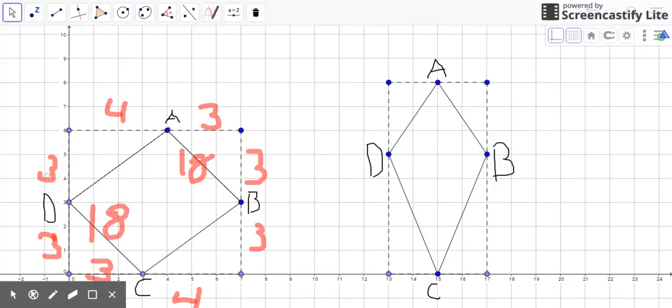Then you're going to do 3 squared plus 4 squared equals C squared, which would be 9 plus 16, which I believe equals 25, if I'm correct. Yes, it's 25.